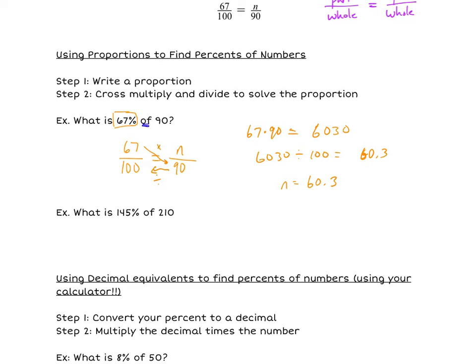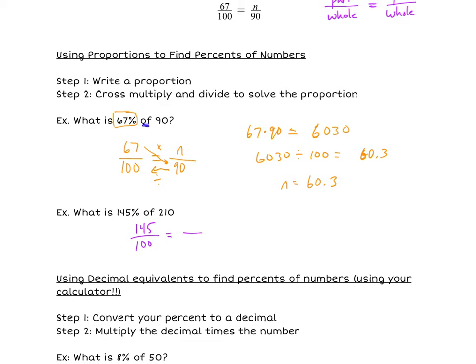What is 145% of 210? So what ratio can I write for sure? 145 out of 100, because it's a percent. Anytime it's a percent, you're always going to put 100 on the bottom. Okay? Now, is 145% more than the whole? Yeah. It's more than all of it, right? So your answer should be bigger than your whole.